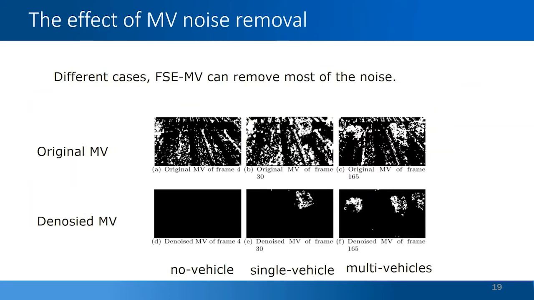This is the effect of noise removal. In different cases, FSE-MV can remove most of the noise. As shown in the picture, this is a no-vehicle case, this is a single vehicle case, and this is a multiple vehicles case. Experiments prove that our denoising method is effective.